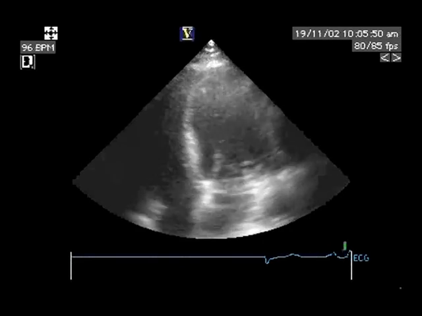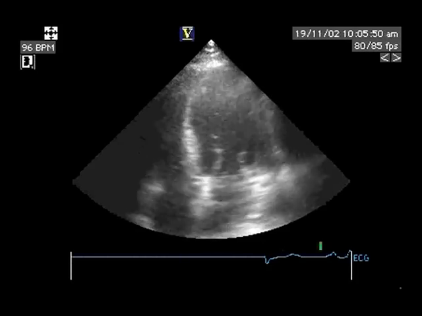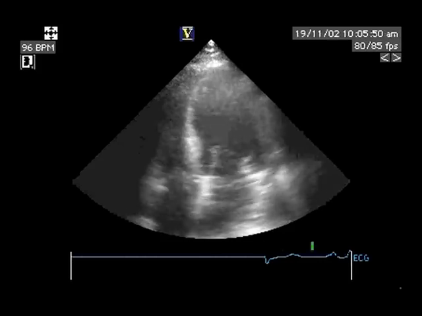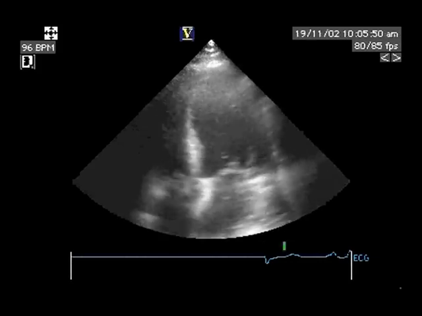Apical four-chamber view demonstrates hypokinesis of the basal inferior septum and akinesis of the distal septum and apex. The left ventricle is dilated in its apical portion.